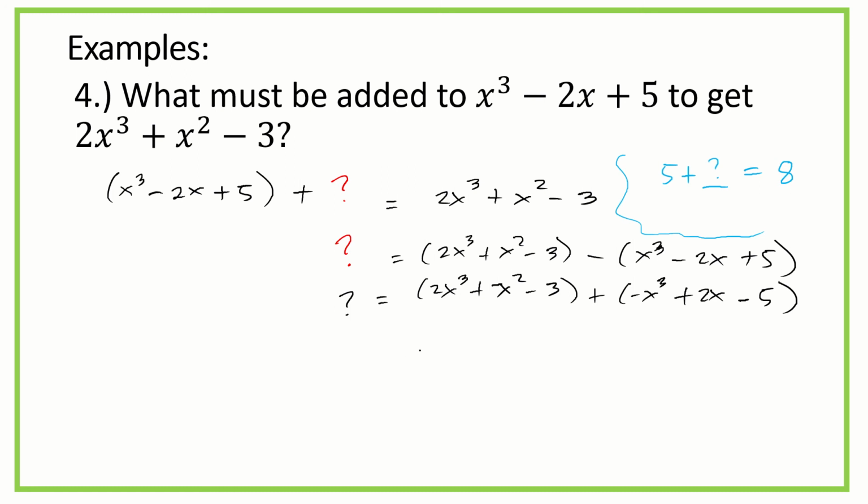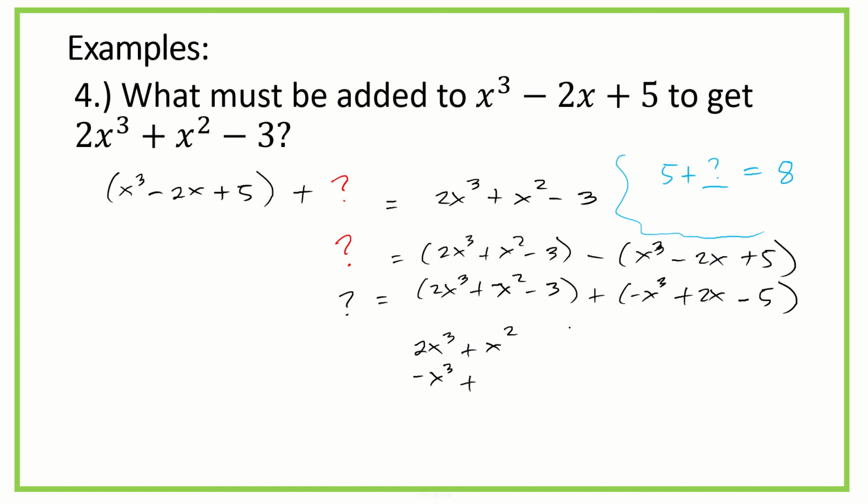In my end, I will be using vertical method. So 2x cubed plus x squared minus 3. Then we align the like terms. So negative x cubed here, plus 2x. If you notice, there's no 2x in here. Diba? Walang term na may x sa ating first na polynomial, sa ating 2x cubed plus x squared minus 3. So, saan natin nilalagay si 2x?